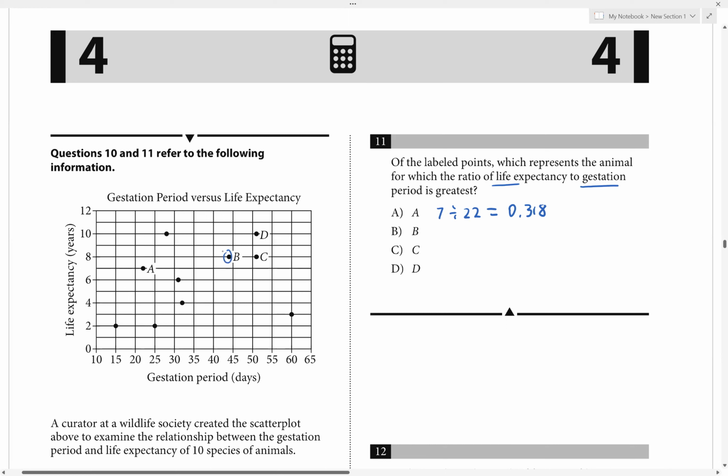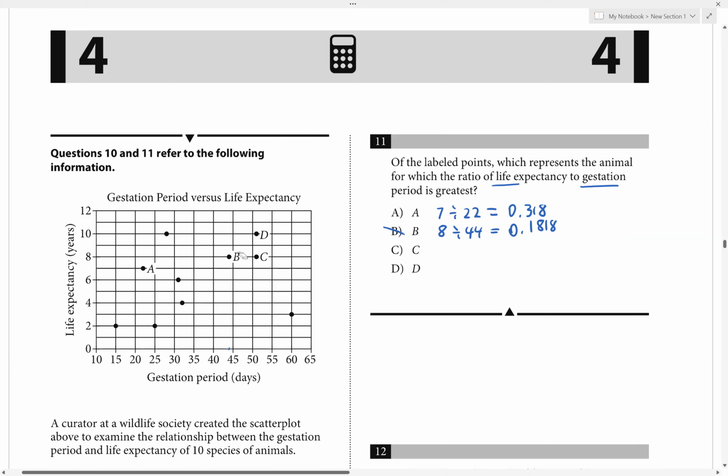So we have B. This is 8. Life expectancy is 8, and the gestation period is really close to 45, so I'll just say 44. So 8 divided by 44 is 0.1818. This is a lot lower than A, so the answer is not going to be B.